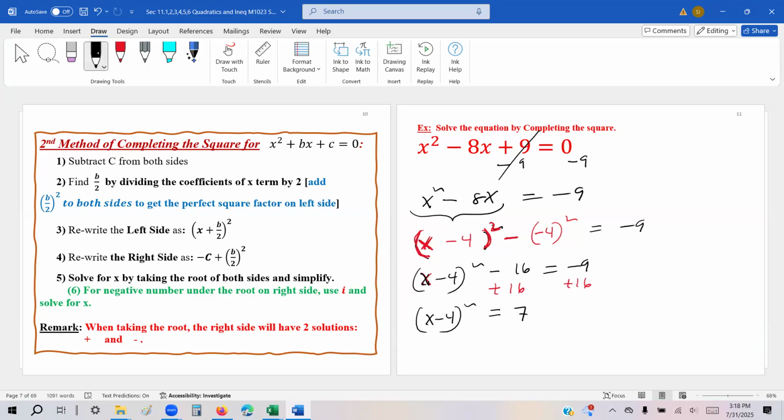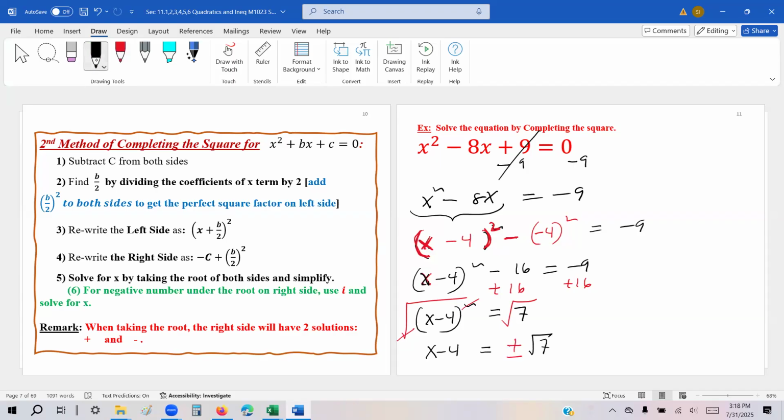And now we know what to do, right? Because I already told you at the beginning. Which one do you get rid of first, the -4 inside or the square outside? What's the opposite of square? Square root. So square root and square cancel out. You get x minus 4. And what happens to the right side? Plus minus square root of 7.